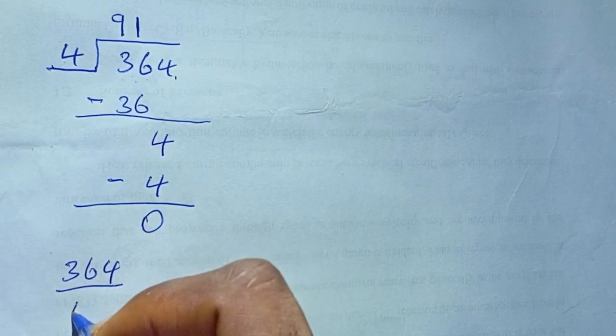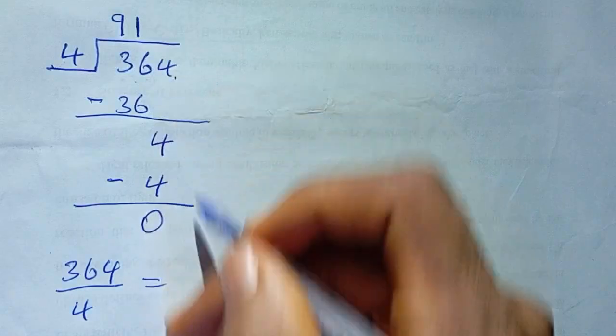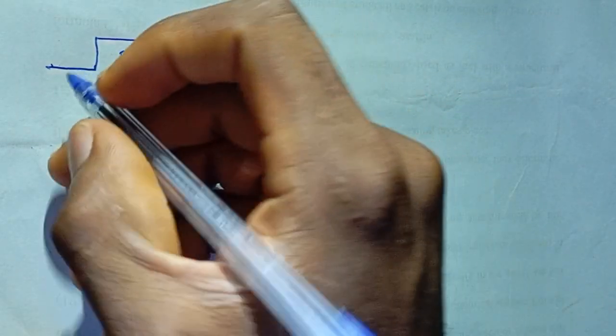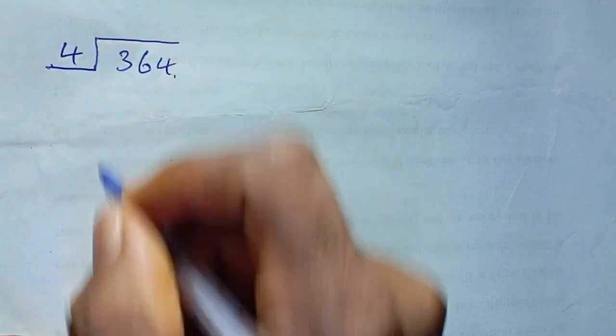364 divided by 4 is equal to 91. Alright, let's divide 364 by 4 using the long division.